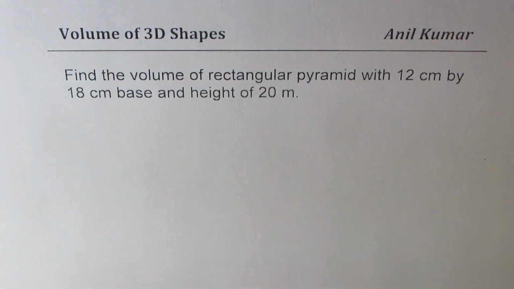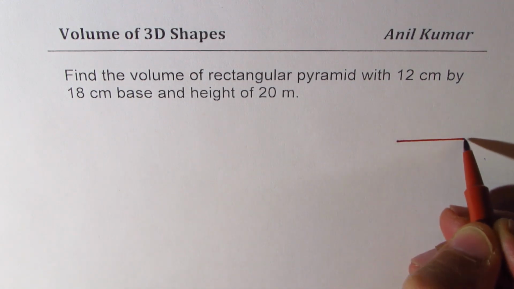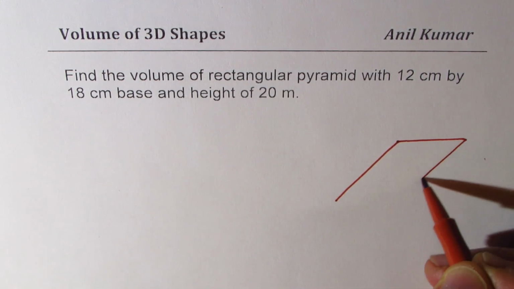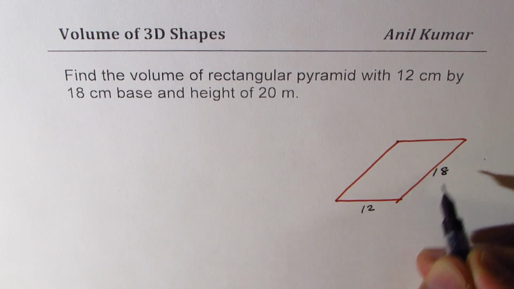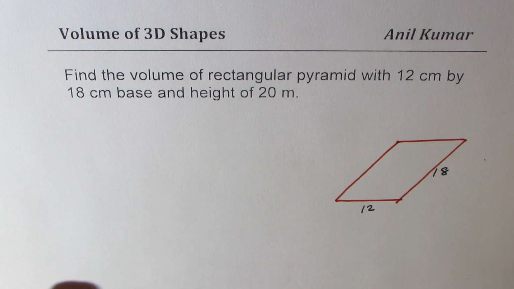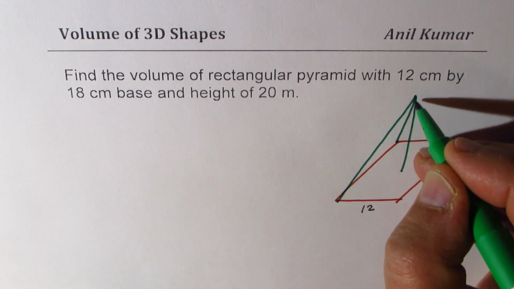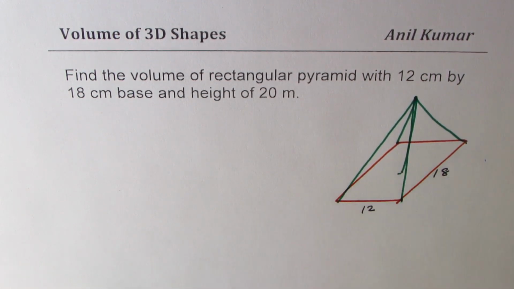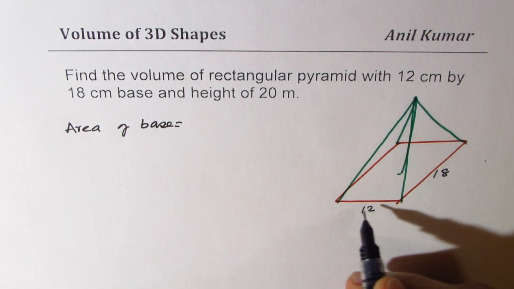Let's move on and take the next question, which is to find the volume of a rectangular pyramid with 12 centimeter by 18 centimeter base and height of 20 centimeters. Basically we have a rectangle whose sides are 12 centimeters by 18 centimeters. Let's say this is the base, which is rectangular. The height, let's say, is 20, right? We can join this point with all the other vertices. Correct? Since we know the height and the area of the base, we can find the volume. Let's find the area of the base first, which will be 12 times 18.